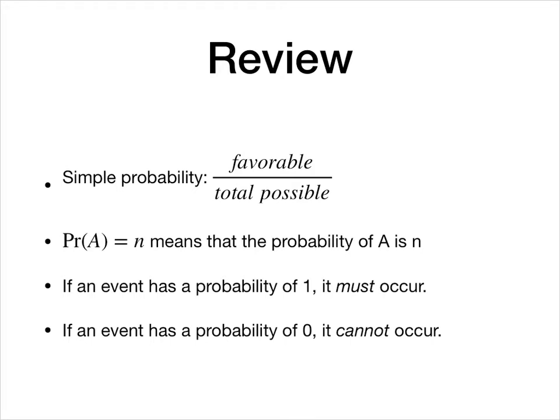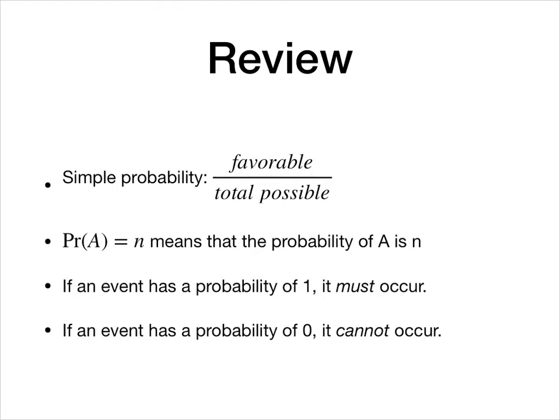Remember that the probability of a simple event, that's an event that doesn't contain any other event as a component, is equal to the number of favorable outcomes divided by the number of total possible outcomes. The probability of some event A, our notation is going to be Pr(A) = n. That just means that the probability of A is equal to some number n, and those numbers will range between 0 and 1. Mostly be fractions or decimal numbers.